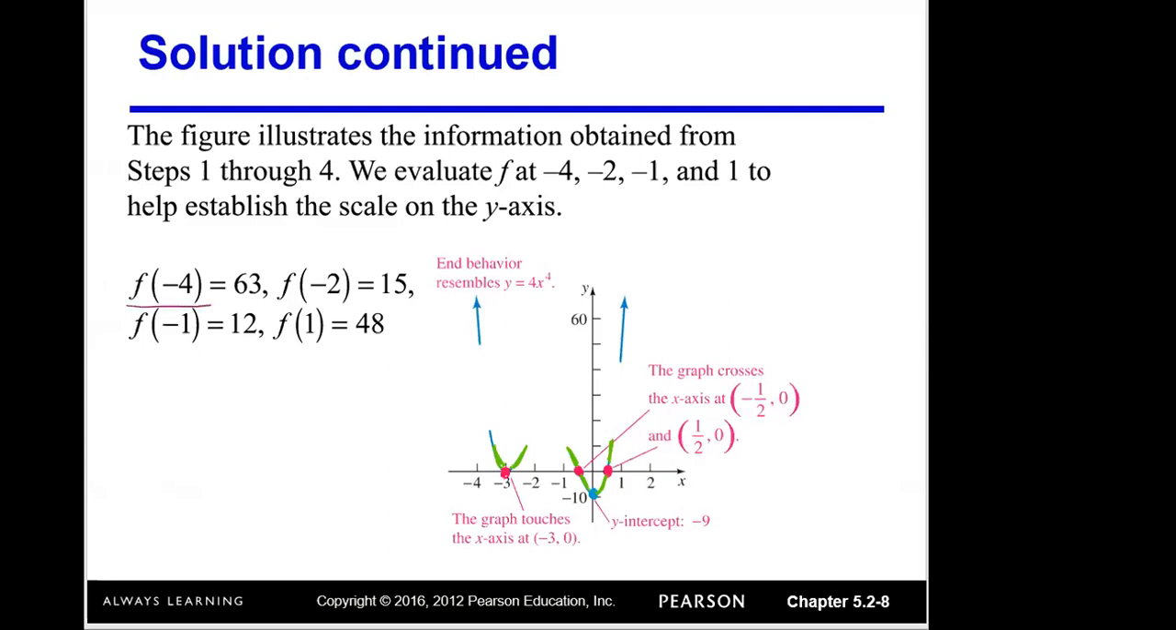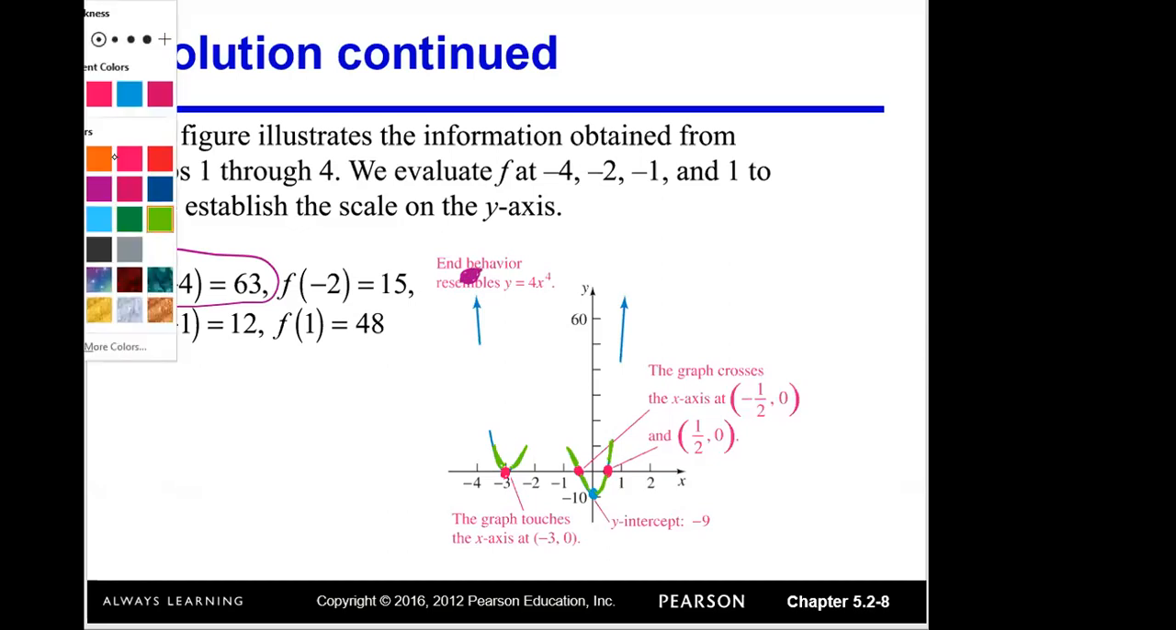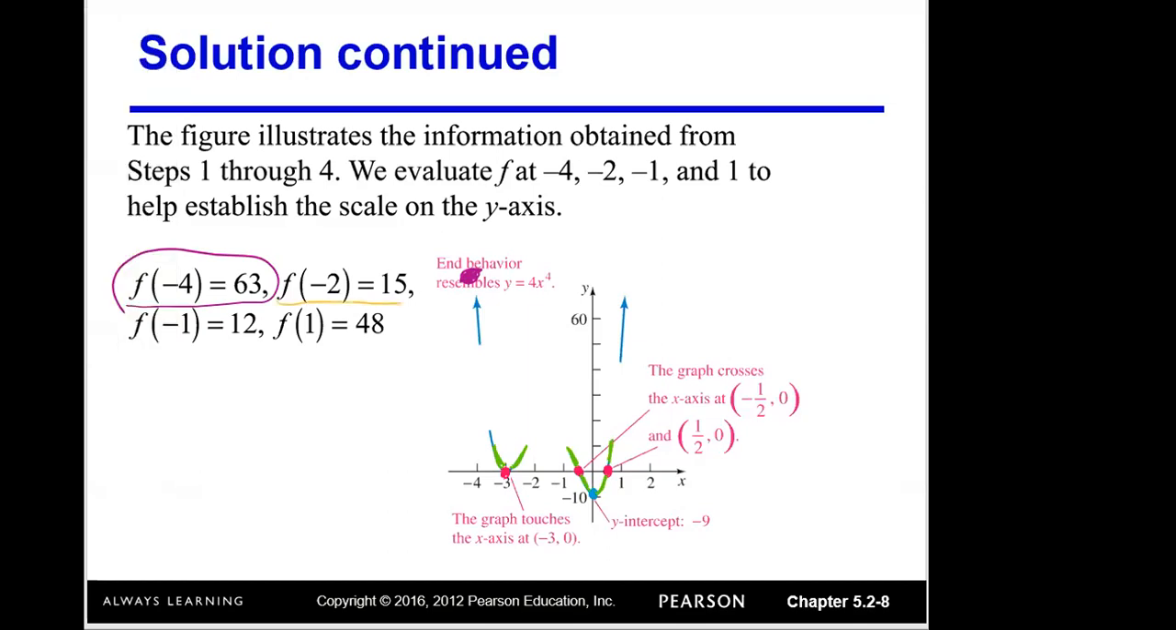they plugged in f of negative 4, which gave them 63. So at negative 4, it's way up here somewhere at 63. And then they picked f of negative 2. They plugged the negative 2 into the formula or the equation and got 15 out of it. So negative 2, 15. Okay, they have labeled the y-axis. This is 0 up to 60. 1, 2, 3, 4, 5, 6. So each one's 10. Right? Yep. So at negative 2, it's at 15, which would be right about there-ish.